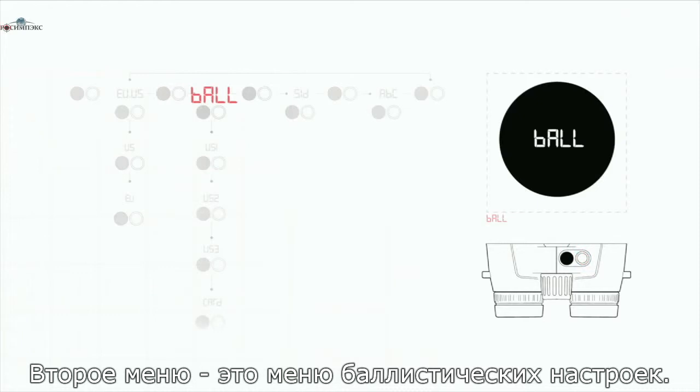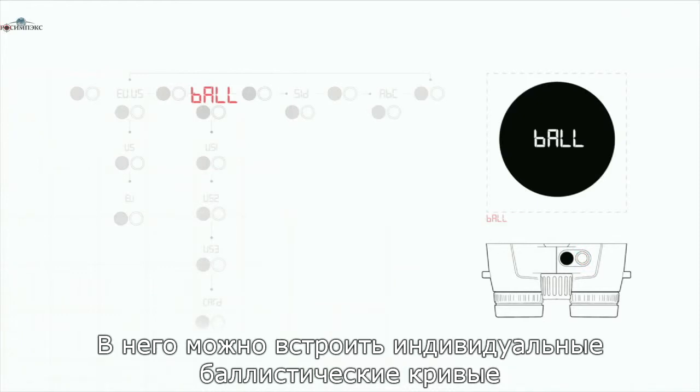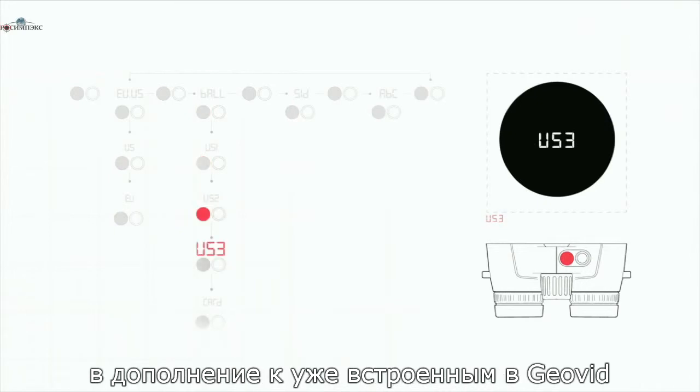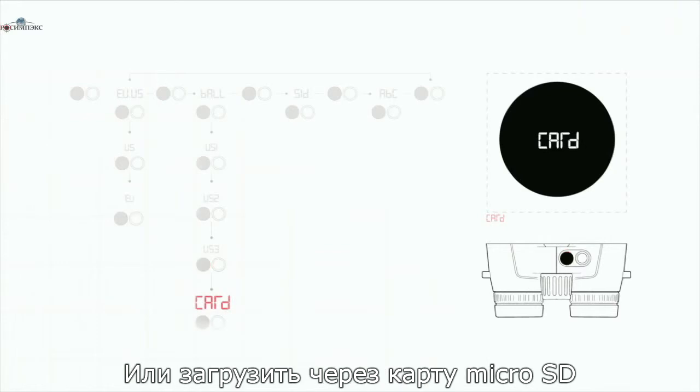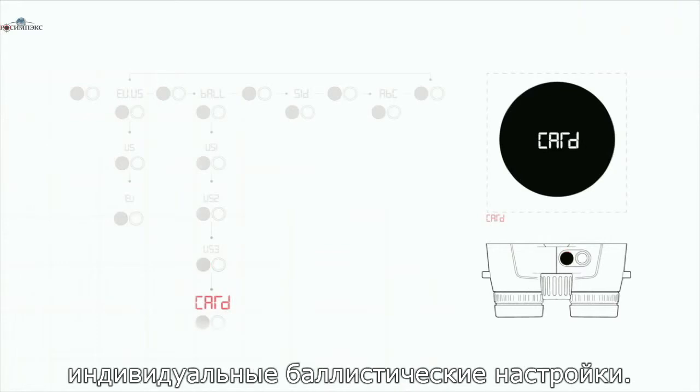The second menu is the ballistics menu. This is where you input your specific ballistic curve either through one of the 12 preloaded ballistic curves already built into the Geovid or via the micro SD card with your custom ballistics info.